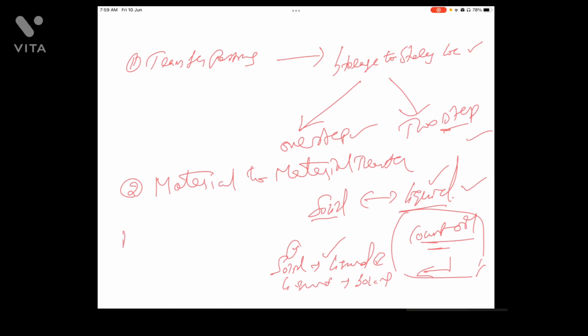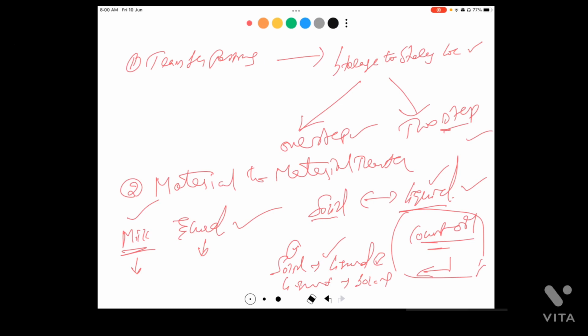Or one more example, milk and curd. Suppose today evening it is milk, and tomorrow morning it is curd. The milk is a liquid and the curd is a solid. So the nature of the material is changing. In those cases we create different material codes and transfer the stock from one to the other. That is material to material transfer. Clear?